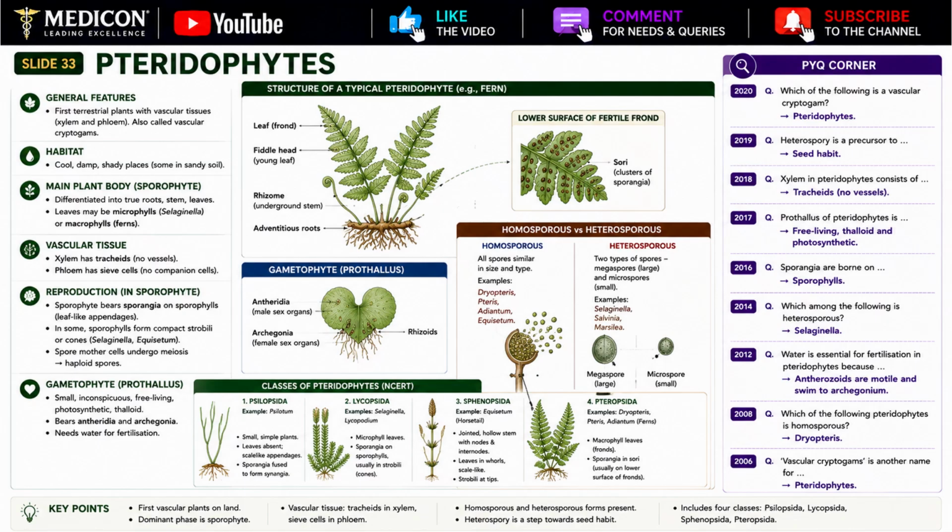Reproduction in sporophyte: the sporophyte bears sporangia on sporophylls, leaf-like appendages. In some, sporophylls form compact strobili or cones, as seen in Selaginella and Equisetum.